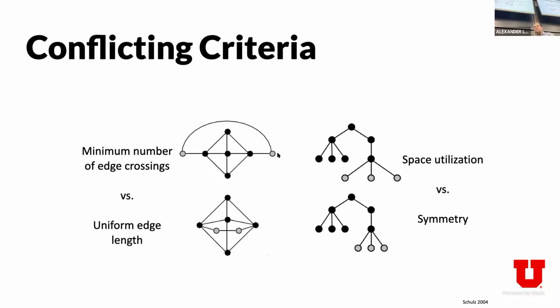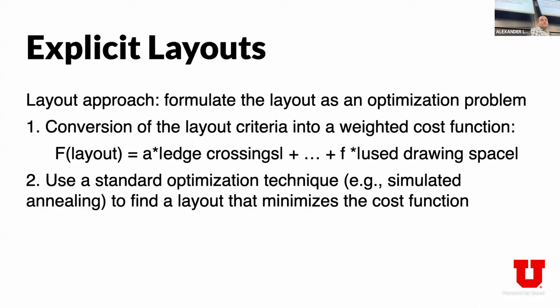The other thing we said is we want space utilization. For example, in this tree layout, we could say we have space here to spread out these nodes, but then we want symmetry, like one node with 3 children should always look the same. So these are different conflicting criteria for that layout too.